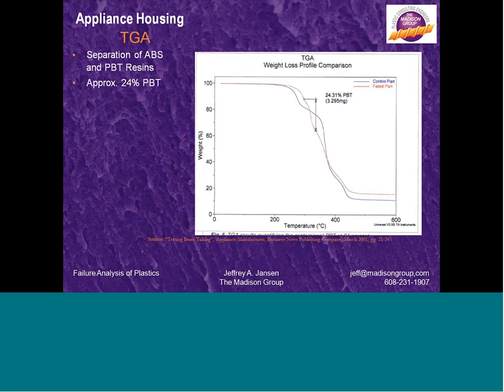Then we did some thermogravimetric analysis, or TGA, and that helps us to quantify various constituents within the material. We did this in a high-resolution mode, and we were able to identify that the failed parts consisted of approximately 24% PBT. And this was a rather severe failure for my customer. They shut their assembly line down. And so this failure analysis, this evaluation, was done in about 24 hours.